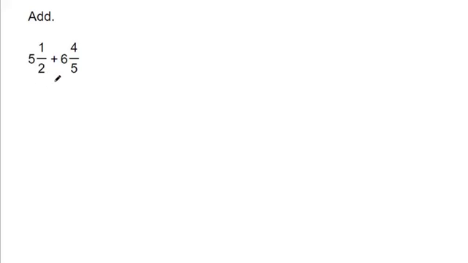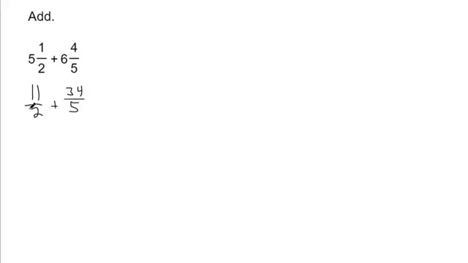If you have to add or subtract mixed numbers, it's probably easiest to turn them into improper fractions first. So that means you're going to multiply the denominator times the whole number. 2 times 5 makes 10. 10 plus 1 makes 11 over 2. 5 times 6 is 30. 30 plus 4 is 34 over 5.